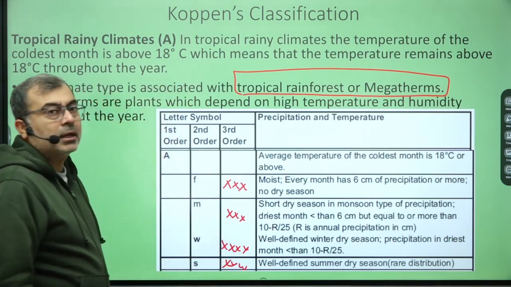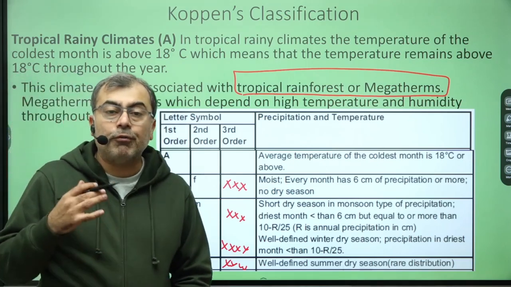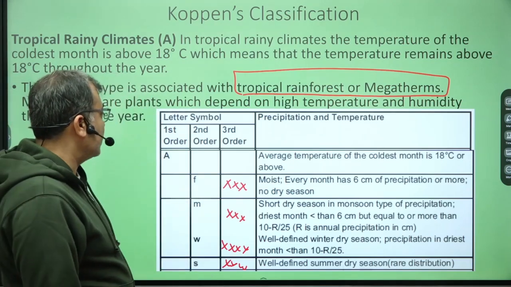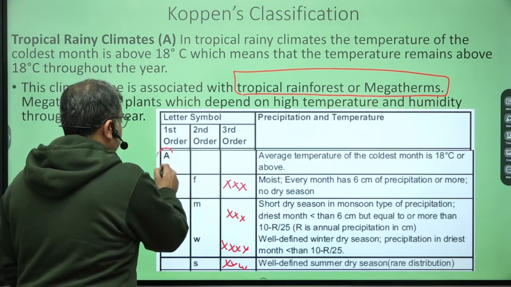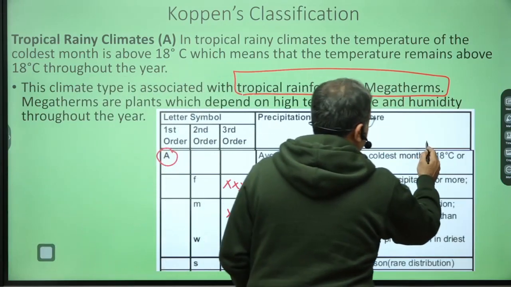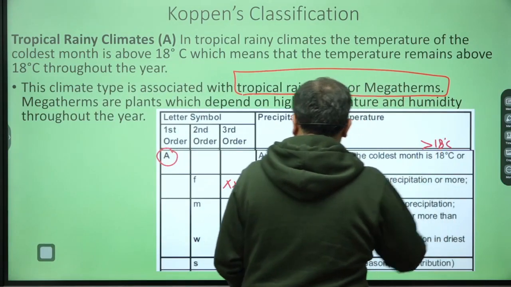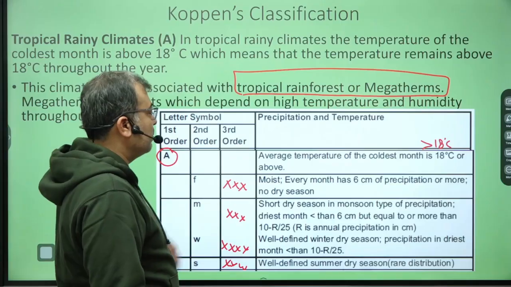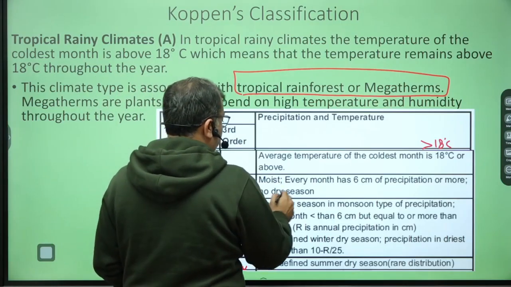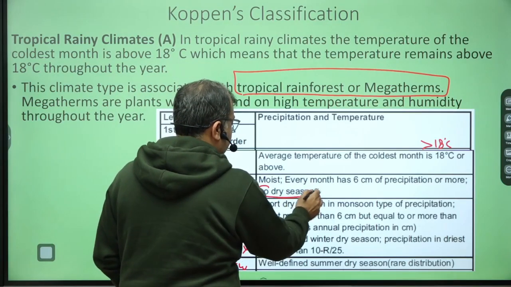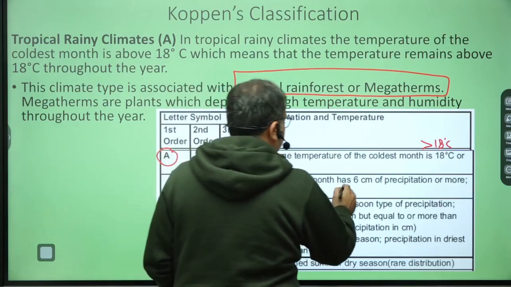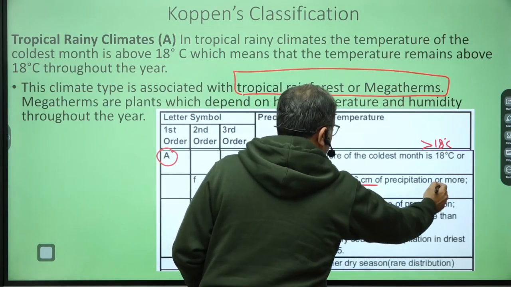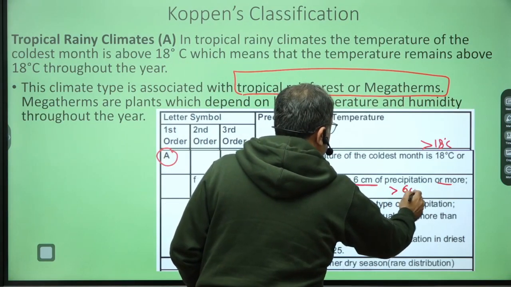F means, what did I tell you? Rainfall full year. So mathematically, A is above 18 degrees Celsius. Is it okay? Now, when I am into FMWS, what does it mean? First of all, F means full year, no dry season. No dry season, and every month has 6 centimeter of precipitation or more. So more than 6 centimeter.